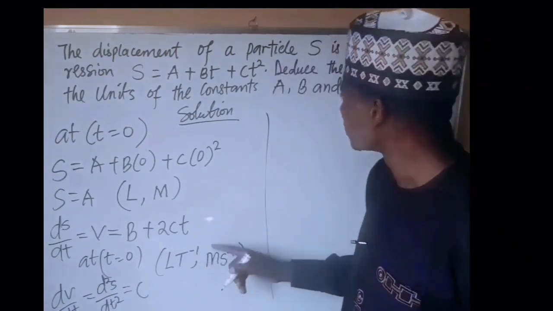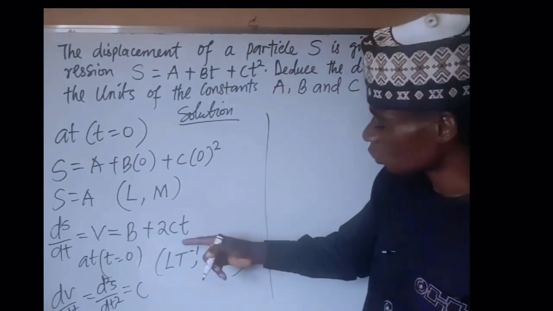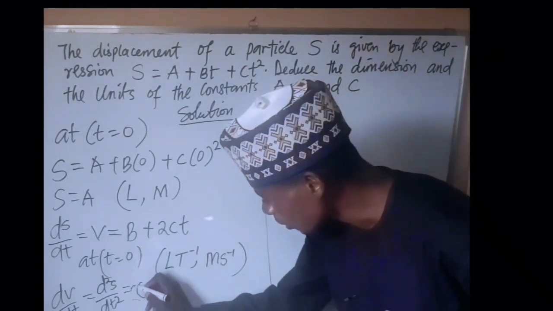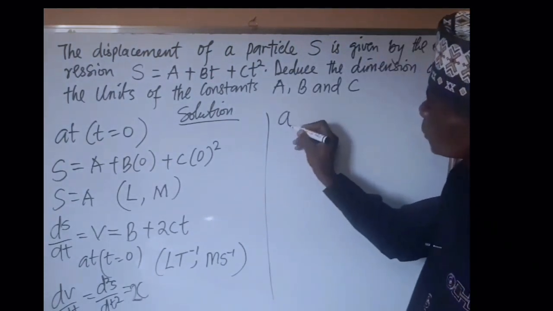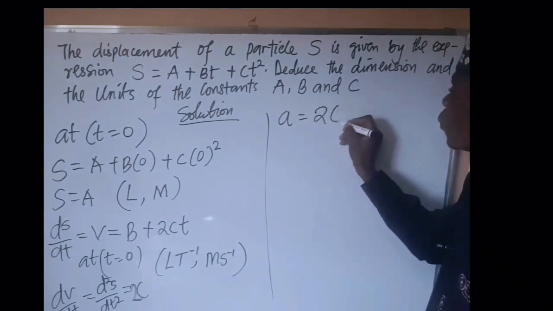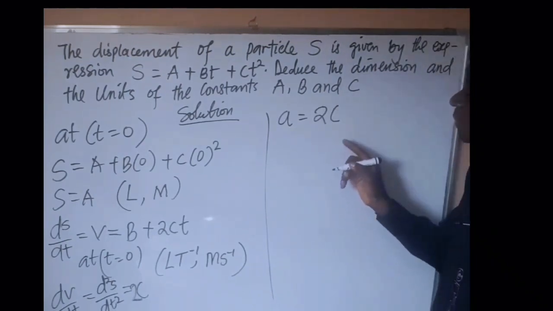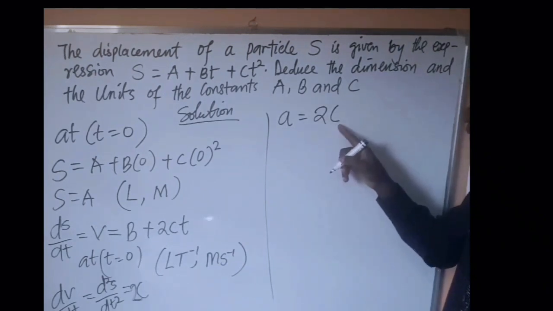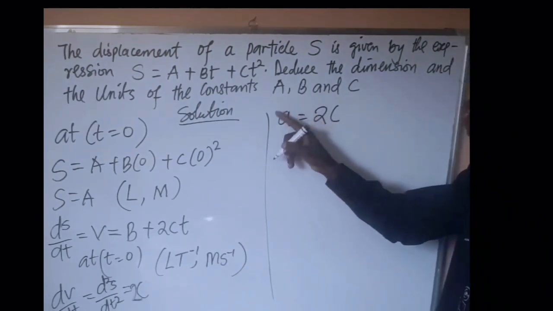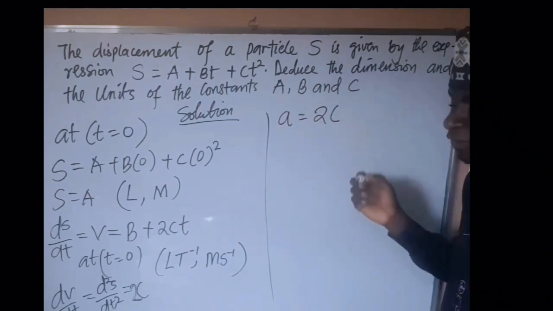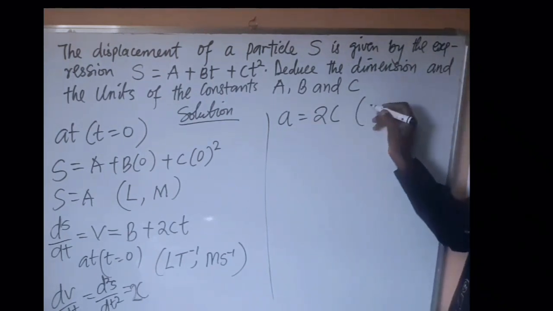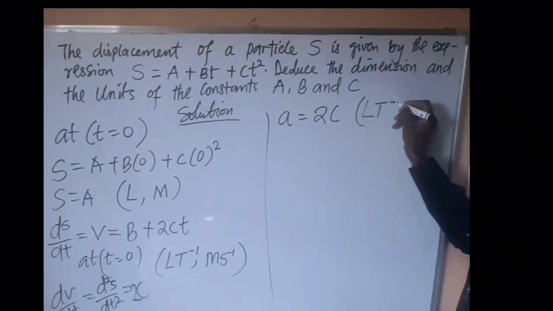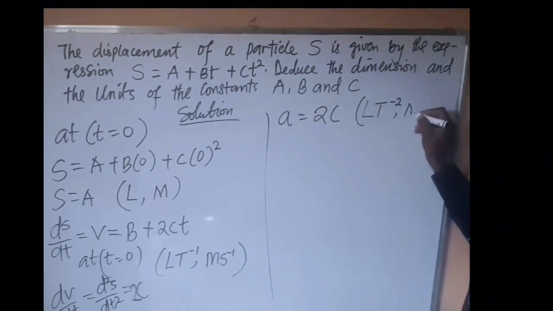If you differentiate it a second time, there's a 2 here, so we're going to have 2C. Now if acceleration a is equal to 2C, then what it means here is that a is equal to this. So we need the dimension of a, and this 2 is a constant. So the dimension of acceleration is LT⁻², and the unit is meter per second squared.